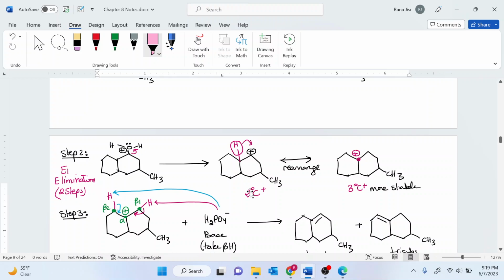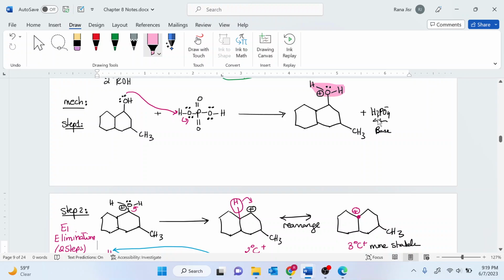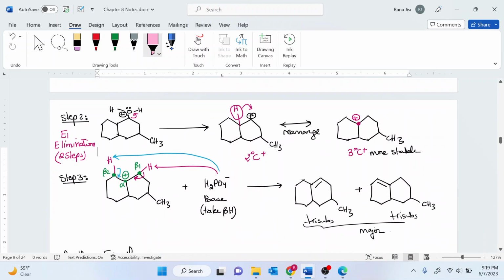If you can, here we can move from a secondary to a tertiary carbocation, and then we're going to take that carbocation and we're going to use the base in the solution. The base in the solution is whatever is left from the phosphoric acid. So this guy is going to come and attack all the beta hydrogens in there. We have two beta hydrogens, so we have a possibility of two products.